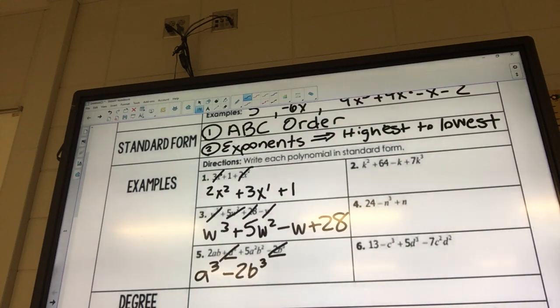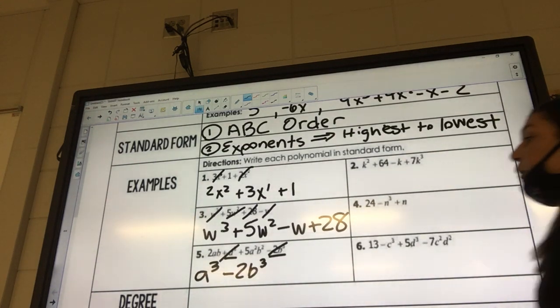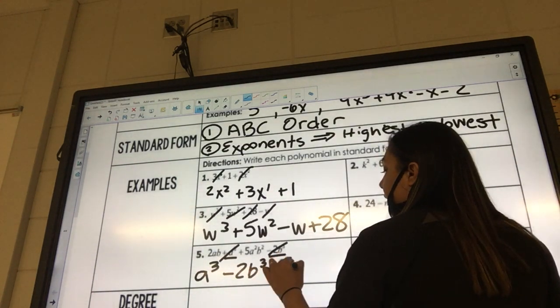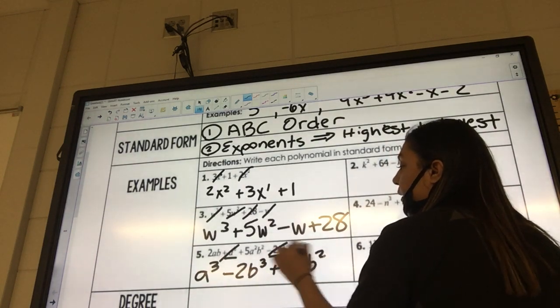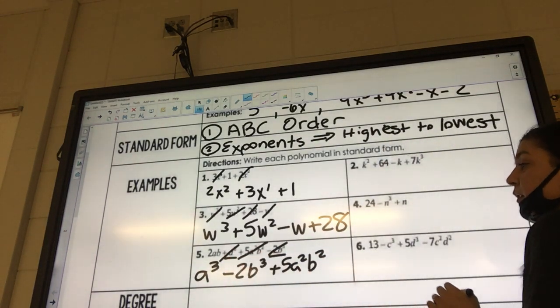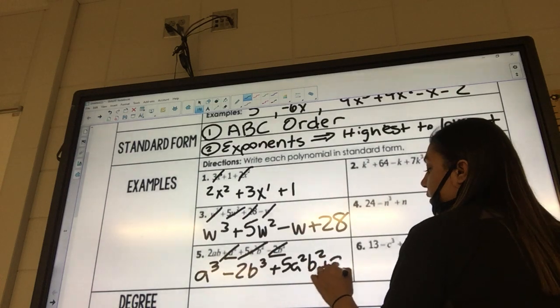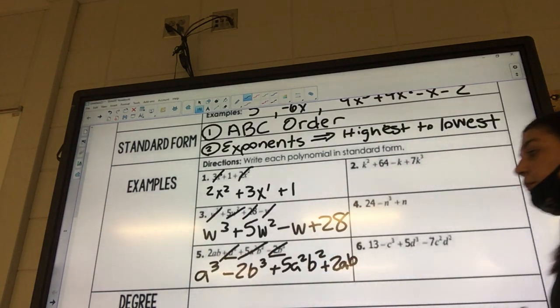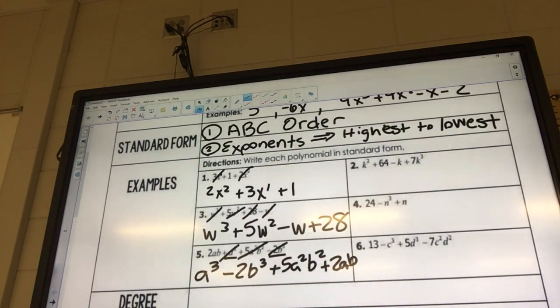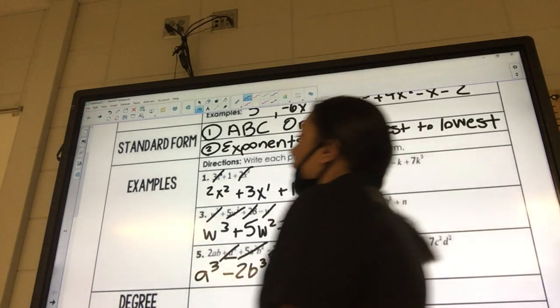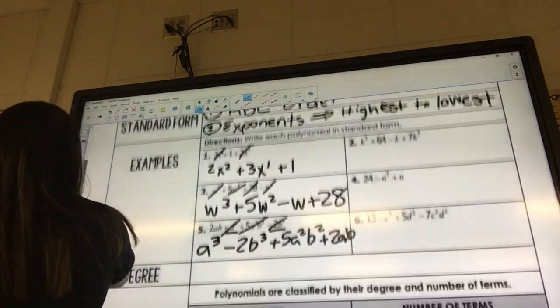Okay, and then what? Plus 5a squared b squared. Yep, so plus 5a squared b squared, and last, plus 2ab. Good? Okay, so that is standard form in a nutshell.